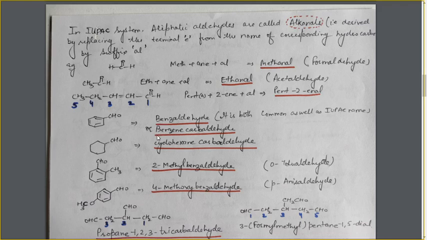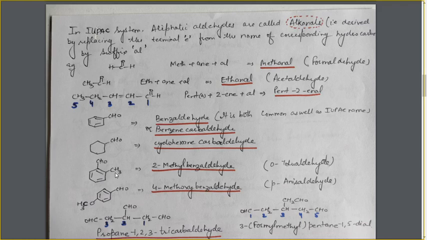But here the main compound is benzene, and in benzene there are 6 carbon atoms, and it is the 7th carbon atom. So this carbon atom is not included in the benzene word. So that's why we are using a separate suffix for them, that is carbaldehyde. Similarly, for this alicyclic compound, the cyclic ring is 6-membered ring, saturated carbon chain, so the name becomes cyclohexane. And this carbon atom is again not included in this cyclohexane word, that's why it is named as carbaldehyde.